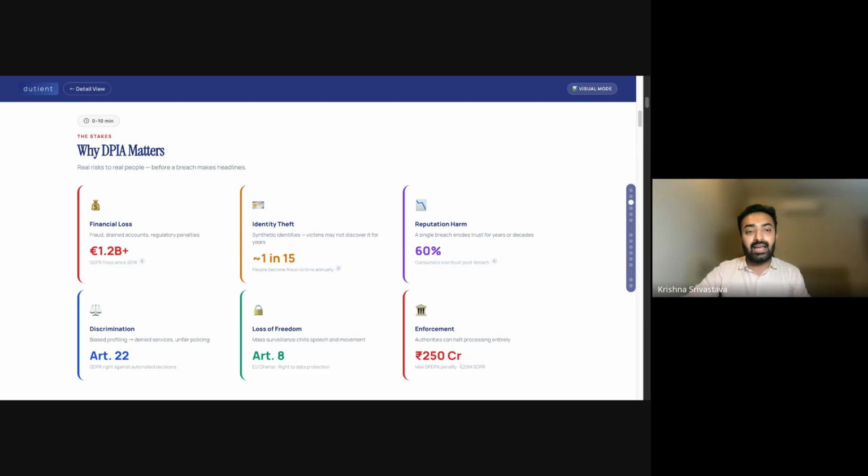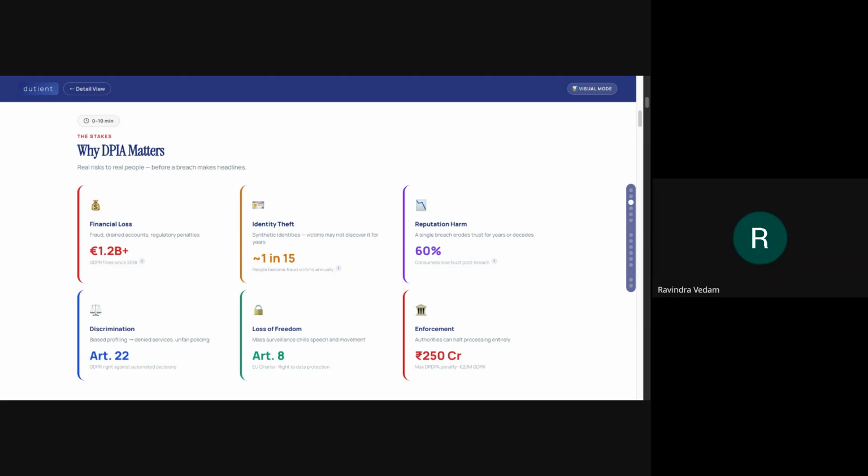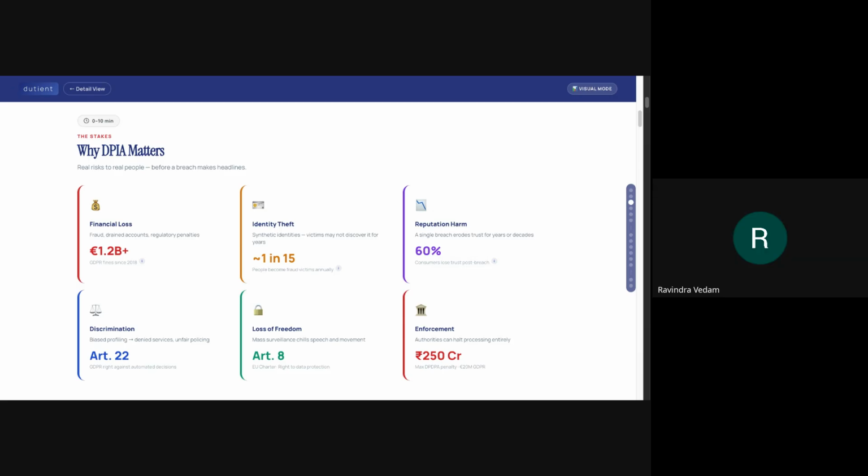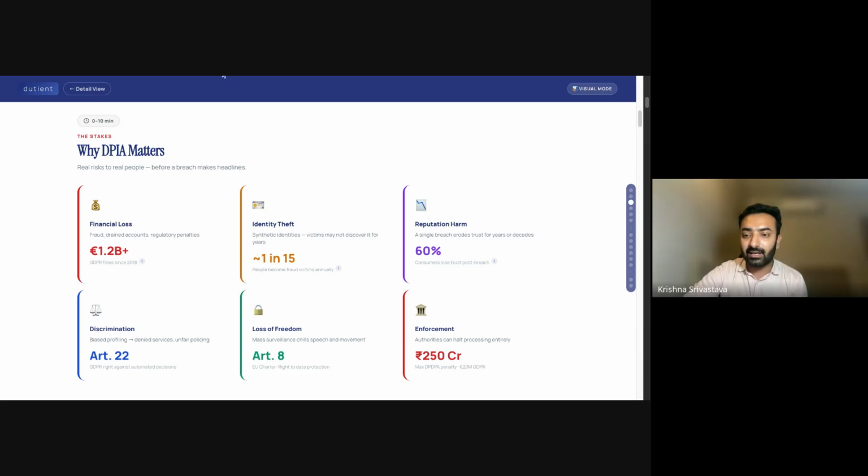So these are the different things that we look at. Now, why does a DPIA matter? Financial loss is one of the biggest reasons that we have noticed: fraud, drained accounts, and regulatory penalties, of course, impact a lot of people. Identity theft is very common. Whenever there is a data breach, there is identity theft that we notice.